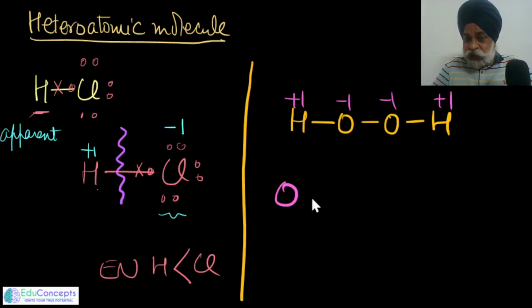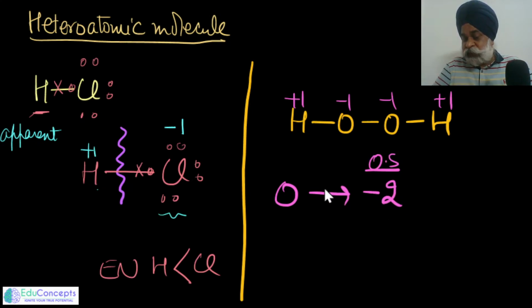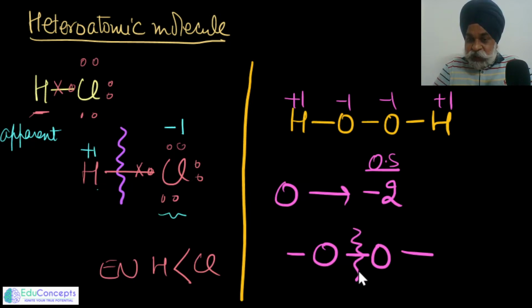Generally we say oxygen gets a -2 oxidation state whenever it is attached to a less electronegative element. Generally it is that way. But if there is a peroxy linkage, if the oxygen atoms are joined with each other, then on breaking, here you would get an apparent charge of 0, here you would get an apparent charge of 0.